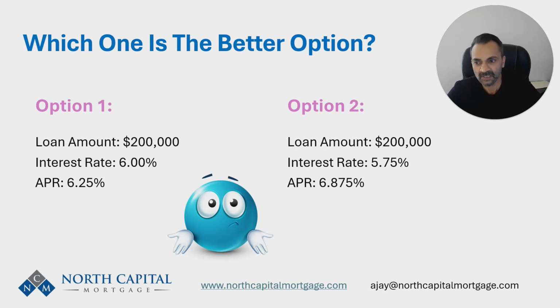So you're going to have to take a look at this one pretty closely. Take a look at the line item fees on your loan estimate. And my gut is going to tell me for the long term, option 1 is probably a better option for you, even though the interest rate is higher.